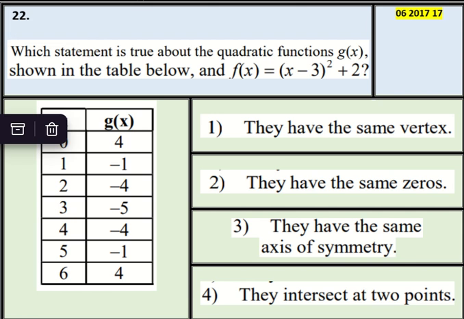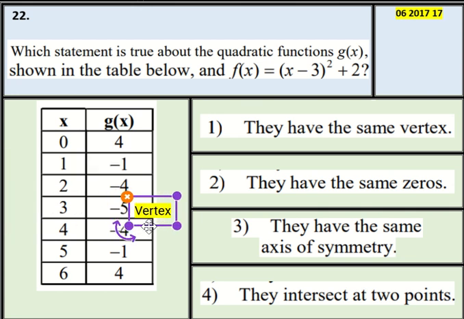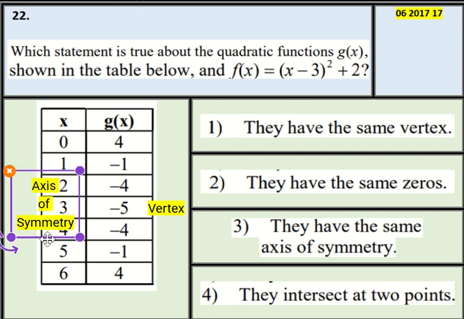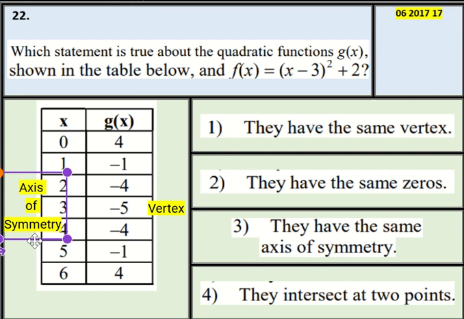We've got a vertex, which is the turning point for our quadratic. So in the table, our turning point, our vertex, is (3, -5). That's the lowest point in our table. So that's where this thing changes direction. This (3, -5), the vertex, has the axis of symmetry that goes through the vertex. So our axis of symmetry is also connected to the point (3, -5).